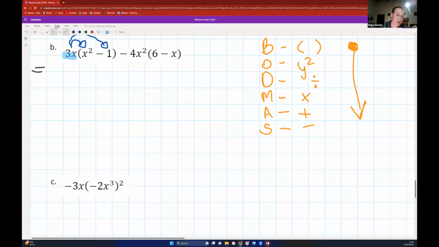3x not squared again, it's cubed. 3x cubed. Oh goodness, I say cubed and I write squared. Silly.